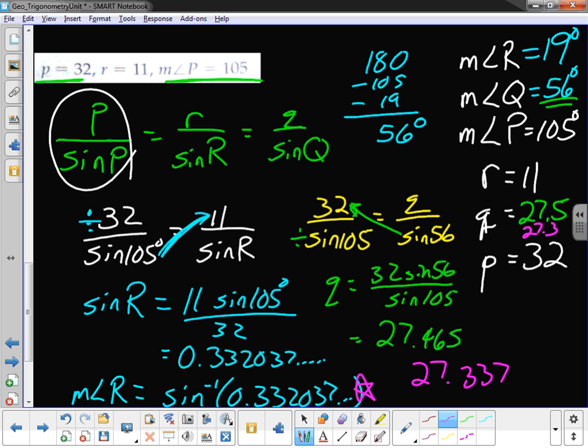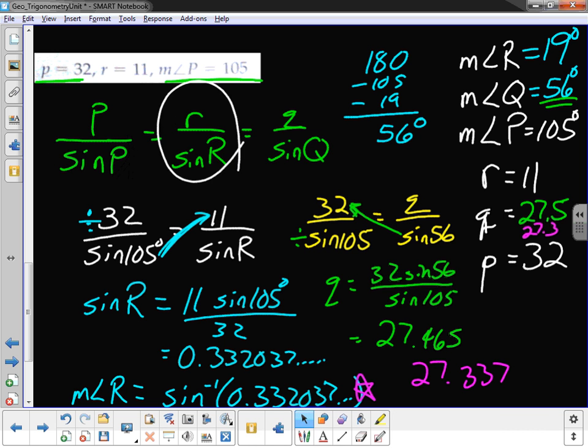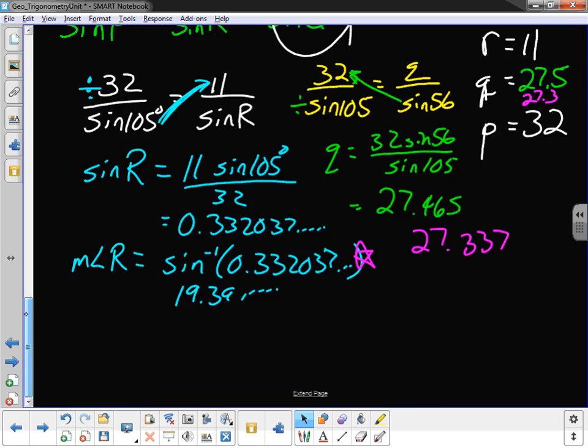As long as you have a pair, so as long as you have both P's or both R's or both Q's, you can do it. Anytime you look for an angle, you have to do this trick here where you do that inverse sine to find the angle. When you're finding the sides, the answer is the answer. You're ready to go now.